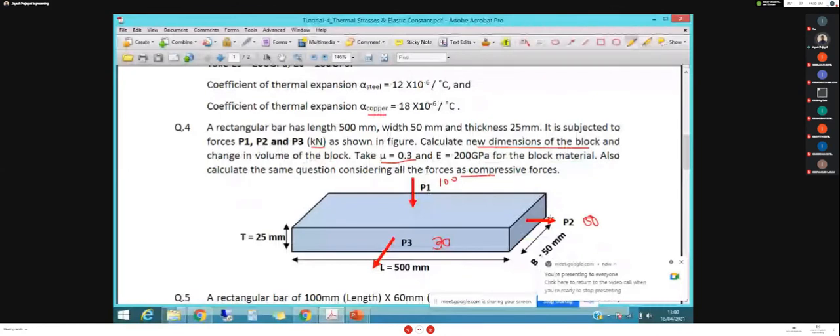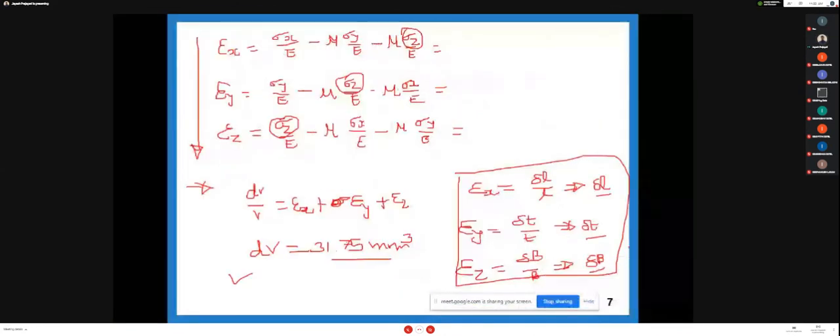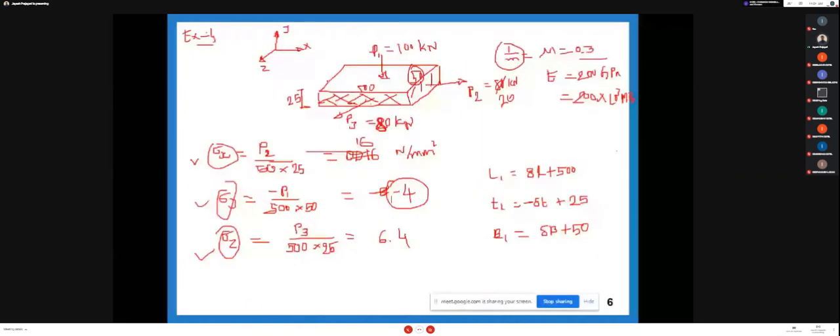Okay, so we calculate what is your final dimension. That is very simple. You know the strain, so you can easily calculate the change in length. You can see strain in x direction, that is the length, delta L upon L. We know this equation. Now L is available, strain is available, which we already calculated here, so we calculate the change in length. Same way, what is the y direction? You can see along the P1 direction, that is the thickness, so here delta T upon T.